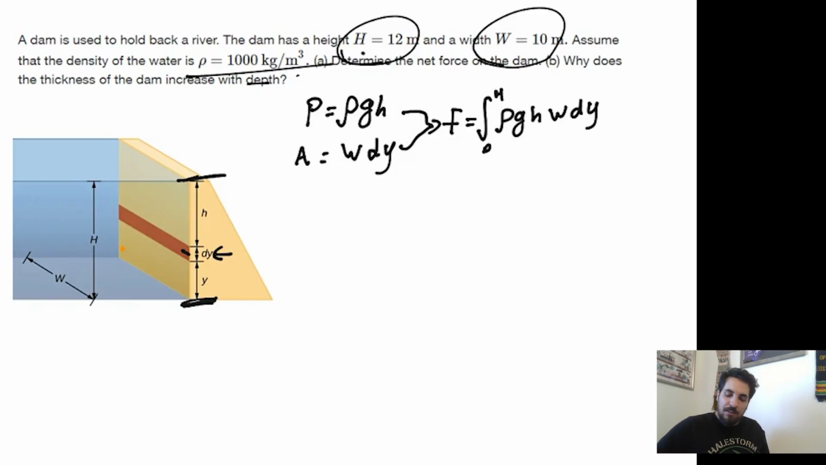When we look at this, well, density is not going to change as we go from the bottom to the top. Acceleration due to gravity doesn't change as we go from the bottom to the top. And the width doesn't change. All of these three are constant values. So the force, therefore, becomes rho gW, the density times the acceleration due to gravity times the width of our dam, integral from 0 to capital H, little h dy.